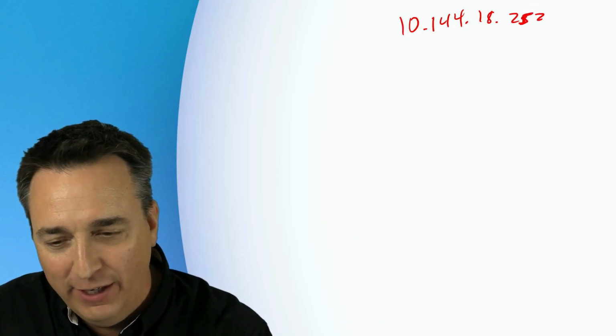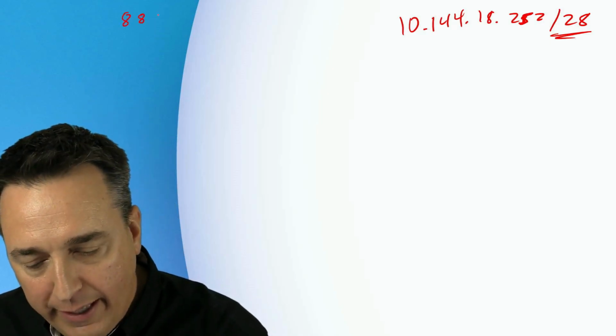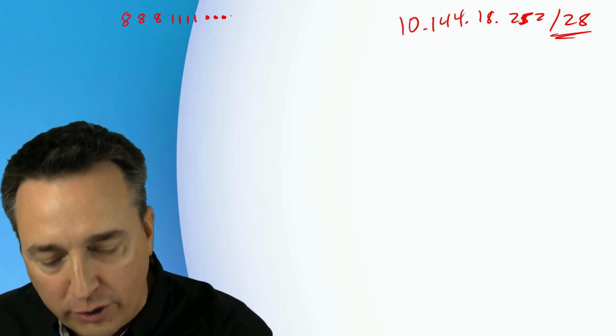Steve, let's do it. 10.144.18.252. Oh, Steve, you're hurting me, man. All right, /28. I already know this is going to be a lot of writing potentially for me. So, /28. We've got 8, 8, 8. That's 24, 25, 26, 27, 28, 29, 30, 31, 32.